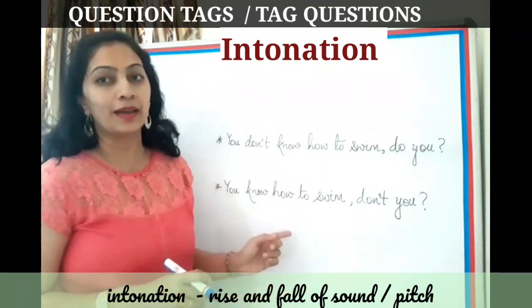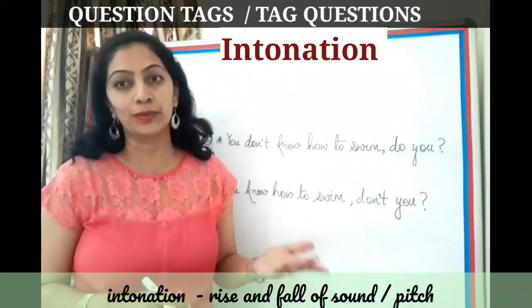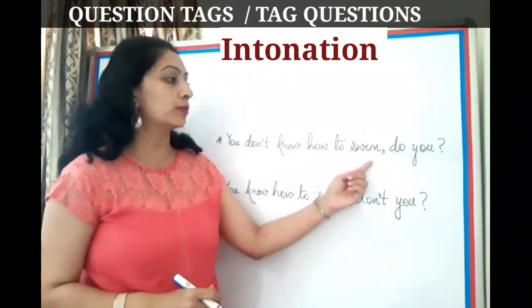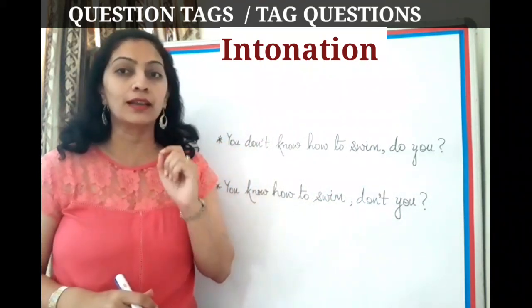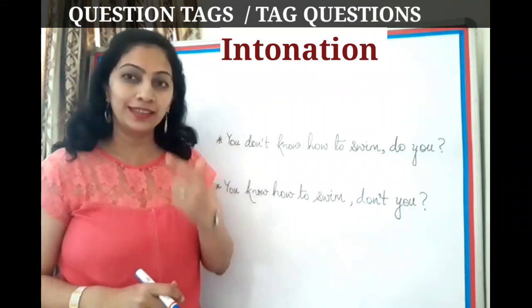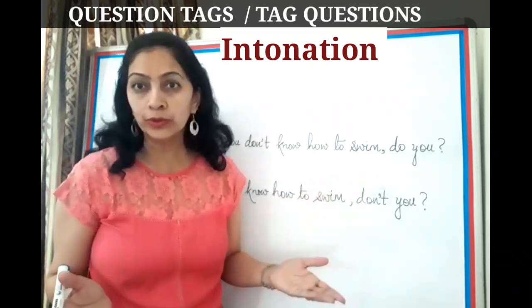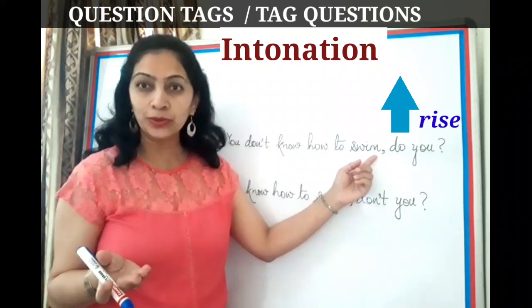Let's look at these examples and I'll tell you how it rises and it falls and what it means when it does it. Look at the first one. You don't know how to swim, do you? Right? Now I'm going to speak this again with rising intonation. Listen to me carefully. You don't know how to swim, do you?